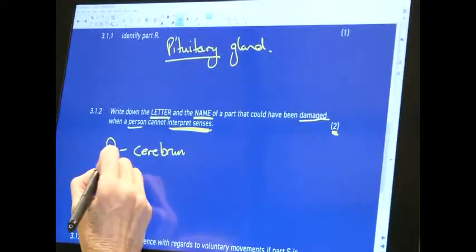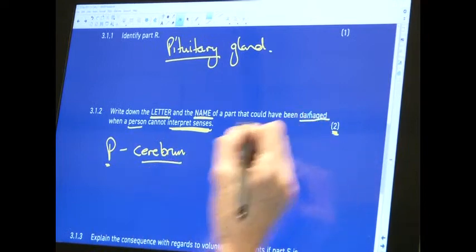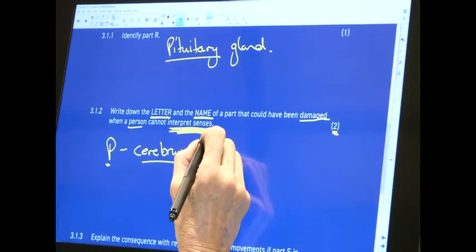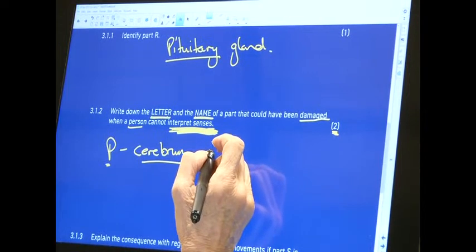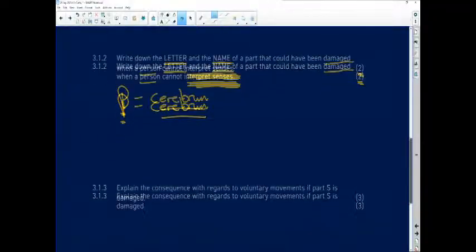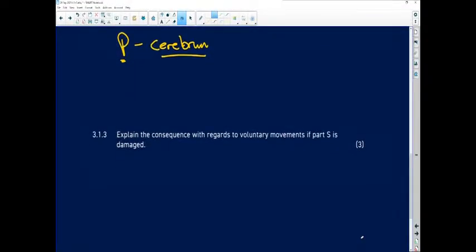Your pituitary gland is called your master gland because it releases all those abbreviated hormones. They control all your organs. Okay, so we got P is the cerebrum because it's the senses. So it's the senses, voluntary movement of muscles, all your skeletal muscles, and your higher intelligence. Then explain the consequences. When you see the word explain, they want you to give detail.